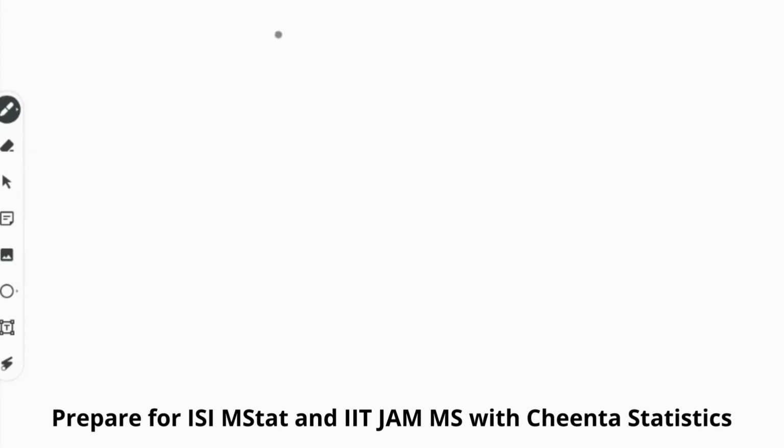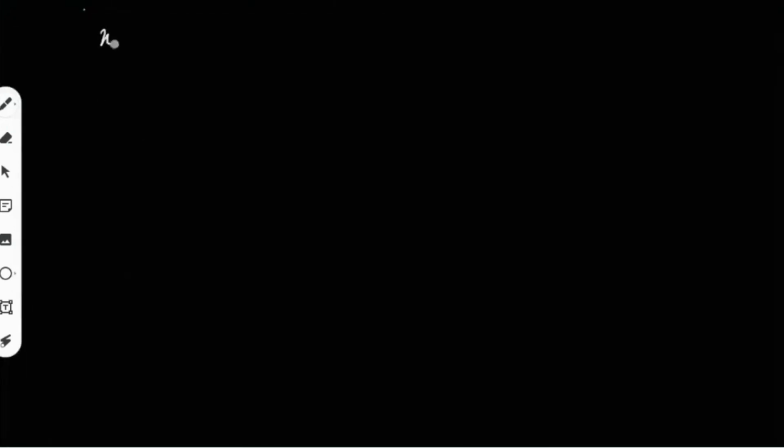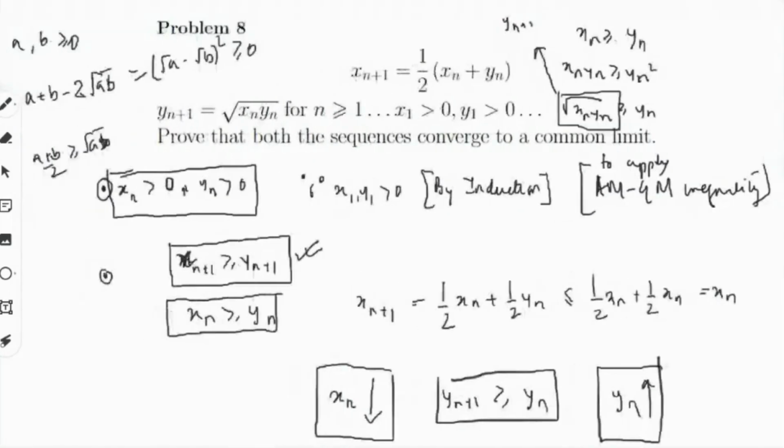Okay, I think you're on the right track. So what we have got from here is that xn is decreasing, yn is increasing, and xn is greater than or equal to yn.